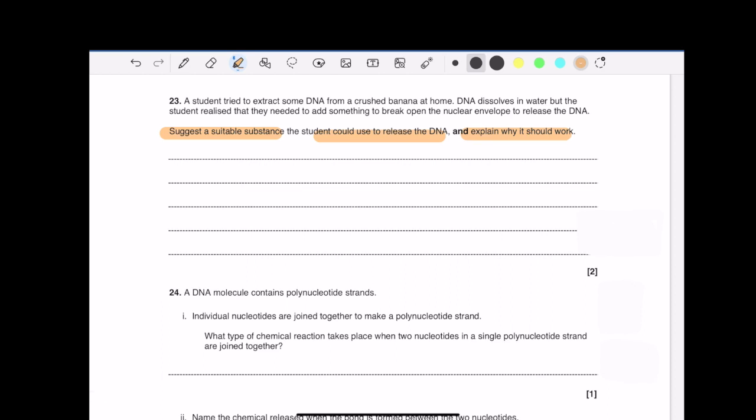A suitable substance that can release DNA. Okay, detergent. Why? Because I know the mark scheme loves detergent for exam questions. And why will it work? Well, from my notes, I remember that it attracts the phospholipid molecules and the water molecules. So if it's attracting them, then it will break up the phospholipid bilayer and thus it will release the DNA.